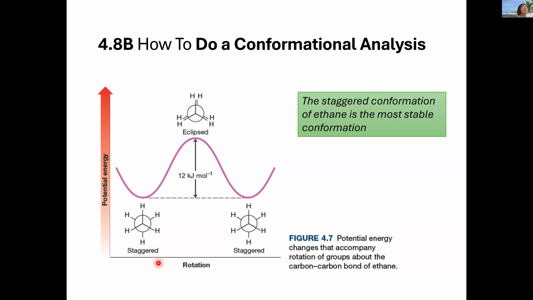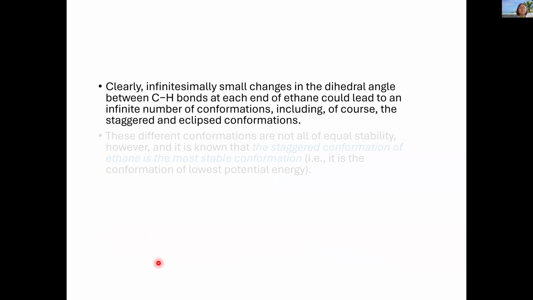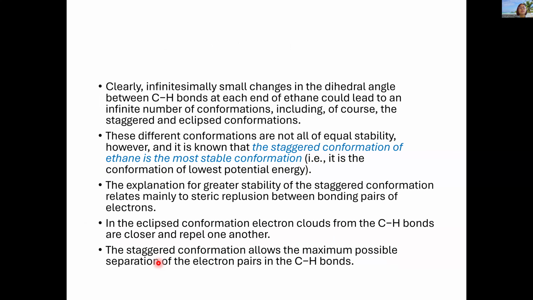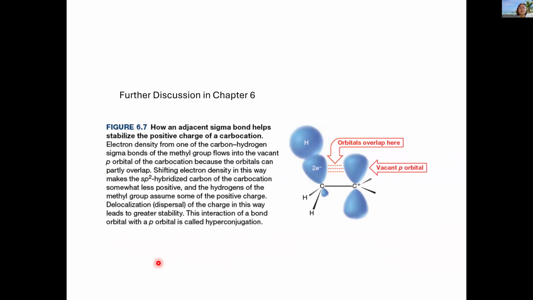And the most stable is the one with the lowest potential energy. Again, the reason is because there is less repulsion among the atoms.